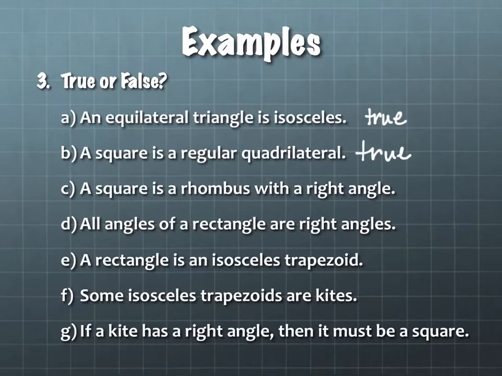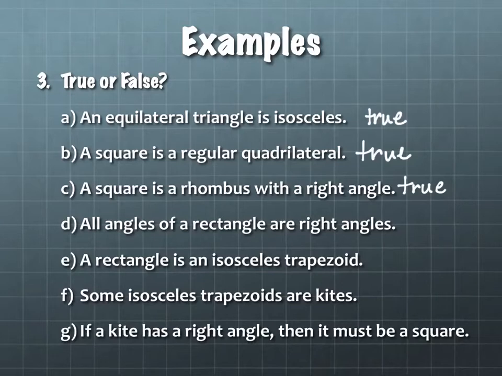A square is a rhombus with a right angle. That's true. Rhombus means it has four equal sides. Square does that. And does it have a right angle? A square has that too. So that is correct.